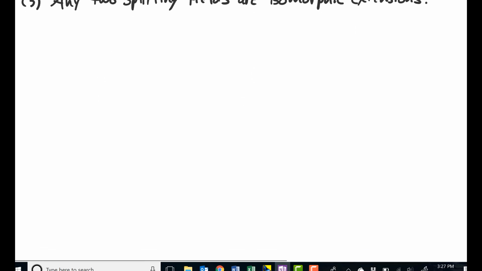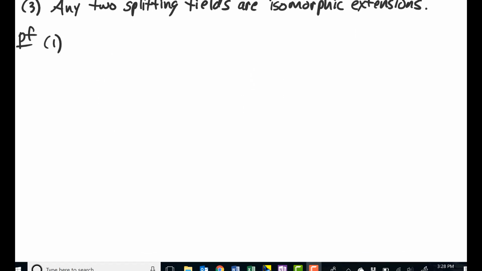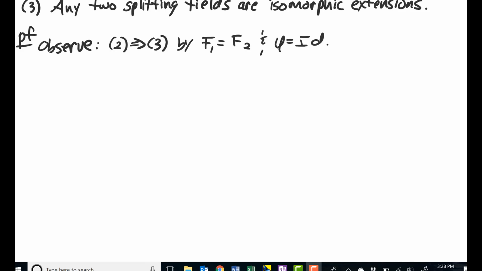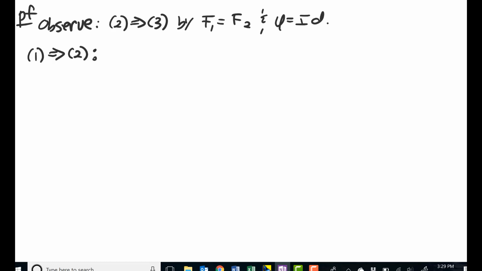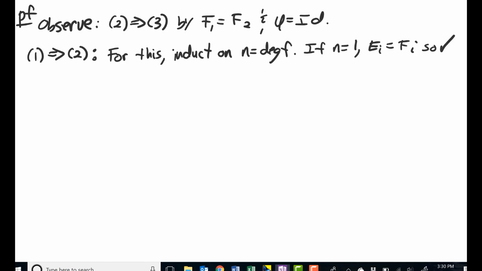All right, let's turn to the proof. Number 1. Actually, let me do this instead. Let's start from the beginning. What I just said, we'll stick it in here so then we don't have to mention it again. If we have 2, then we get 3 for free, in the special case where F1 and F2 are the same, and phi is just the identity map. Next, I claim that if we've done 1, we're going to get 2. The argument will proceed by induction on n, the degree of f.